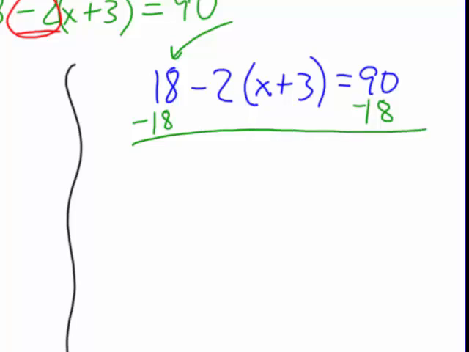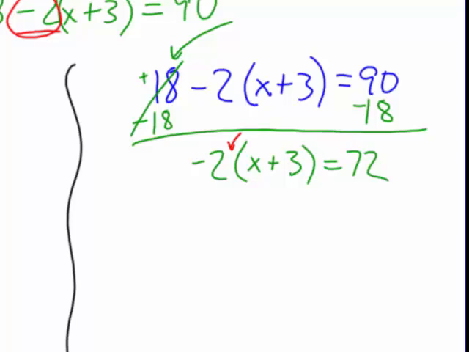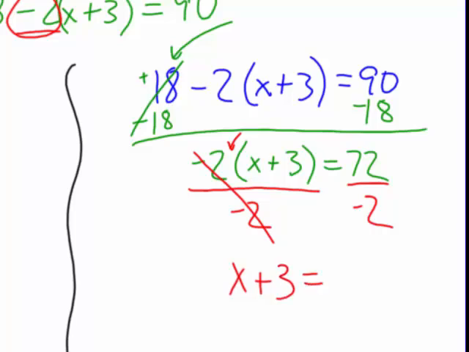Okay, see how that works? Because this is really a positive 18. So they cancel. Then I have negative 2 times x plus 3 equals 72. Well, now instead of distributing that negative 2, it's just negative 2 times this whole thing, right? So can't I get rid of that? We're multiplying by negative 2, so the inverse would be to divide by negative 2. And whatever I do to one side, I do to the other. So now those negative 2's cancel, and I'm left with x plus 3 equals negative 36.